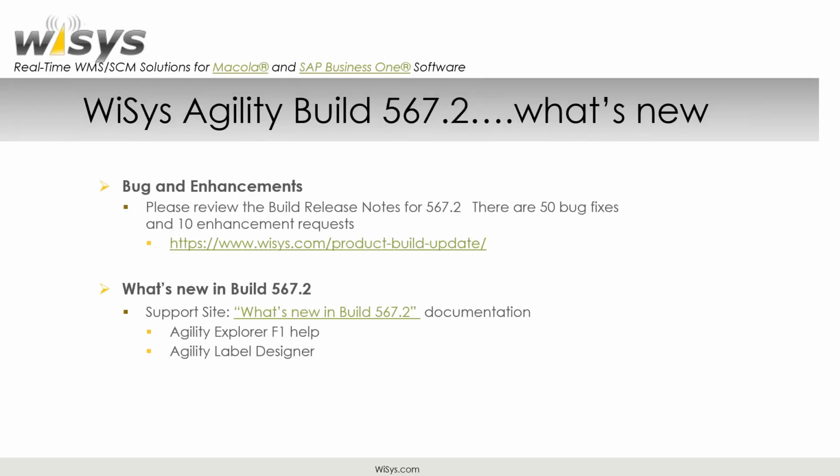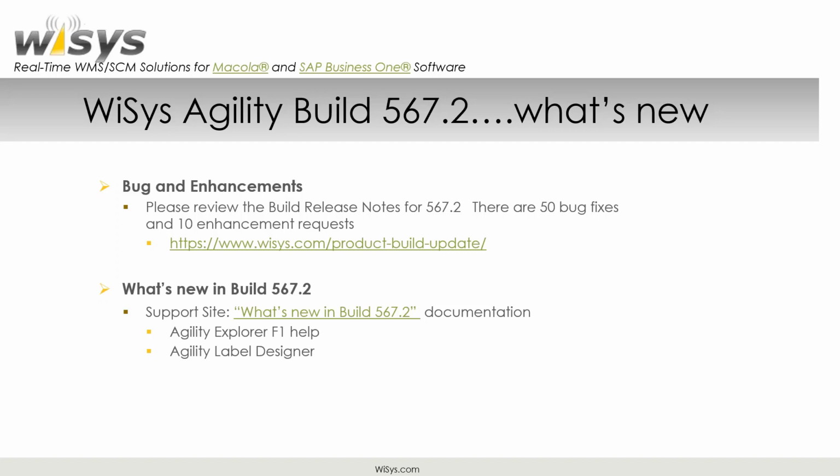567.2 has 50 bug fixes and 10 new enhancement requests as part of this release. We always have a product build update up on the WiSys.com support site with all of the release notes for any bug and enhancement fixes. The link is here, so you can get to it that way.